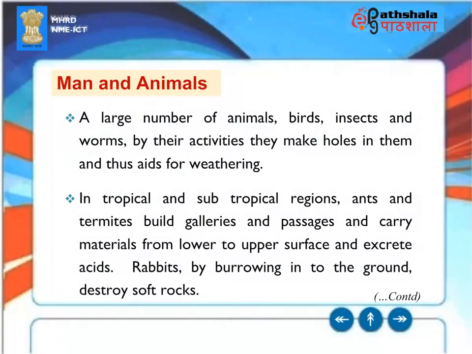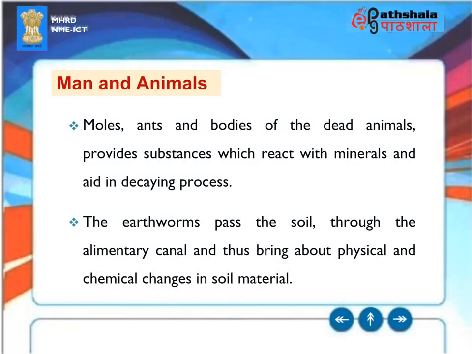A large number of animals, birds, insects, and worms, by their activities, make holes in rocks and thus aid weathering. In tropical and subtropical regions, ants and termites build galleries and passages and carry materials from lower to upper surface and excrete acids. Rabbits, by burrowing into the ground, destroy soft rocks. Moles, ants, and bodies of the dead animals provide substances which react with minerals and aid in the decaying process. The earthworms pass the soil through the alimentary canal and thus bring about physical and chemical changes in soil material.